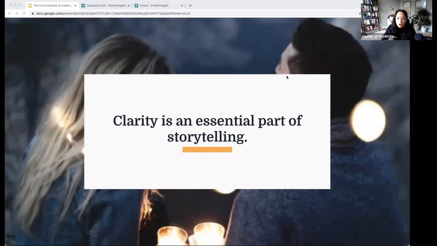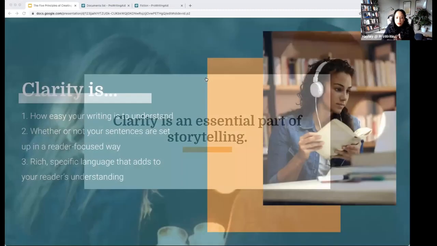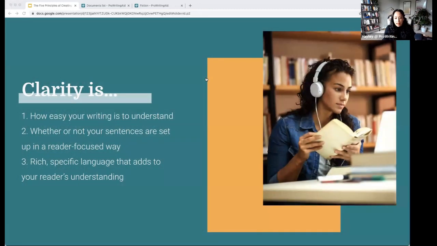Ideas are the stars here, and we need to make sure that we are setting up our sentences in a way to make those ideas truly be the stars. So before we get into our principles, let's talk about what I mean when I'm saying clarity, because the whole theme of this presentation is being clear.